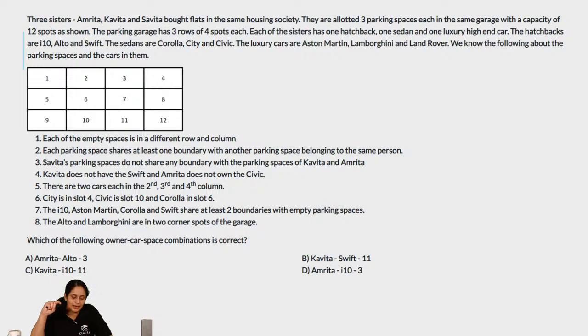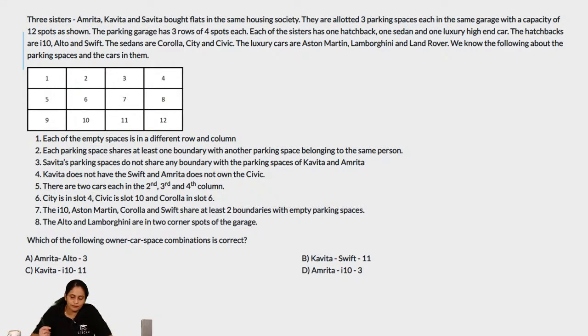The hatchbacks are i10, Alto and Swift. The sedans are Corolla, City and Civic. The luxury cars are Aston Martin, Lamborghini and Land Rover. So you have to have one of each of these types. So you have to say that, okay, 1 i10, 1 Corolla, 1 Aston Martin. That would be one set as such. So you have to figure out which sister has which of these.